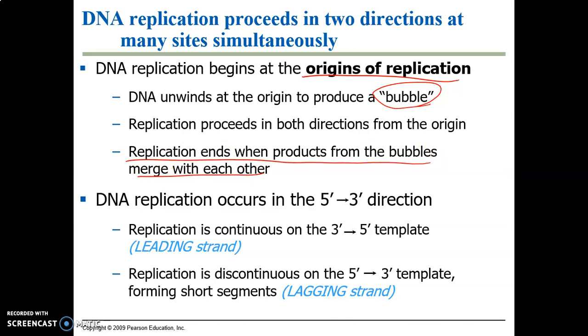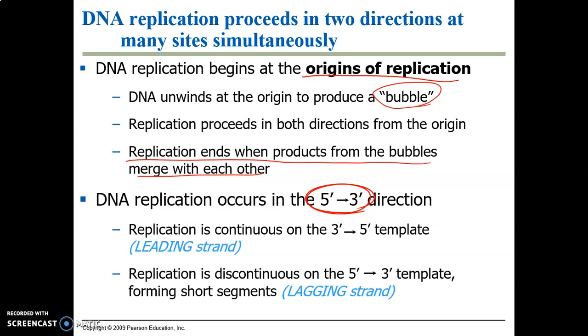And then remember, DNA replication always occurs in the 5' to 3' direction. It will never occur in any other direction. If it does, we haven't found it yet. It's always going to move in the 5' to 3' direction.